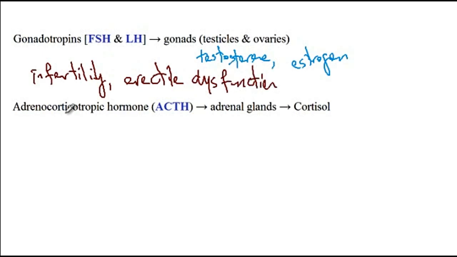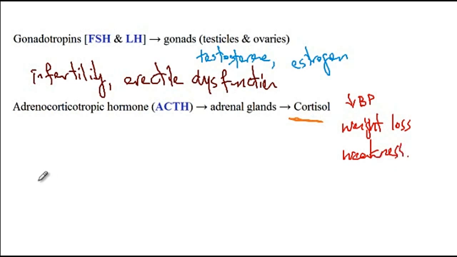The next hormone is the adrenocorticotropic hormone, which acts on the adrenal glands to increase the production of cortisol. Cortisol is required for regulating metabolism as well as blood pressure. Therefore, if there is a defect in the production of ACTH, these patients present with low blood pressure, weight loss, as well as weakness.